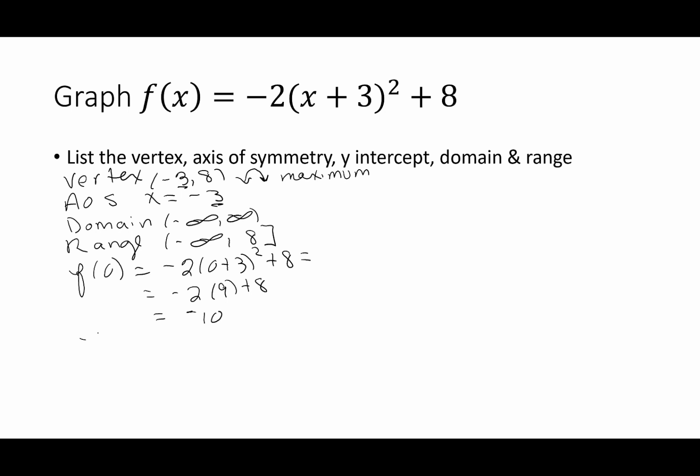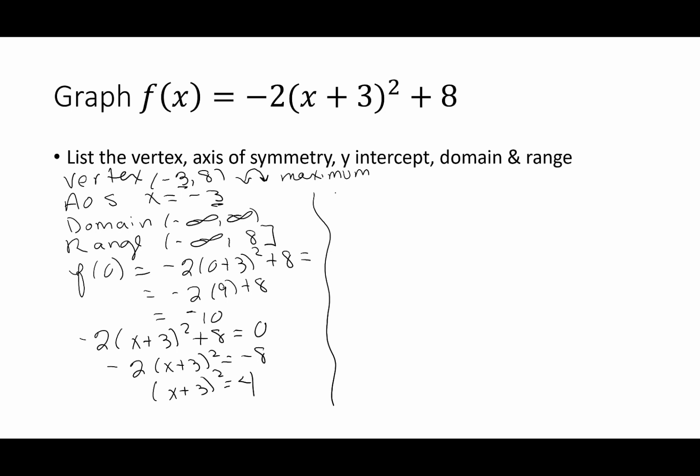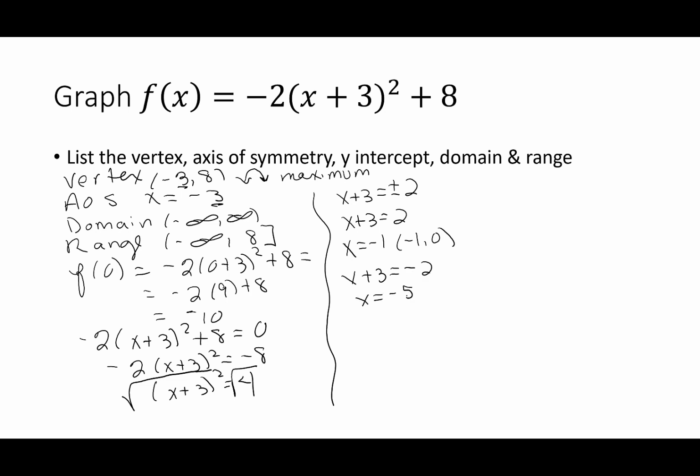To get my x-intercepts, I'm going to take negative 2 times x plus 3 squared plus 8, set it equal to 0. First step is move the 8 over, so I have negative 2 times x plus 3 squared is negative 8. When I divide by negative 2, I get x plus 3 squared is 4. I'm going to take the square root of both sides, so the square root of x plus 3 squared, the square root of 4. I have x plus 3 is plus or minus 2. So if x plus 3 is 2, then x is negative 1, so I have the point negative 1, 0. If x plus 3 is negative 2, then x is negative 5, so I have negative 5, 0. Let's draw this graph.